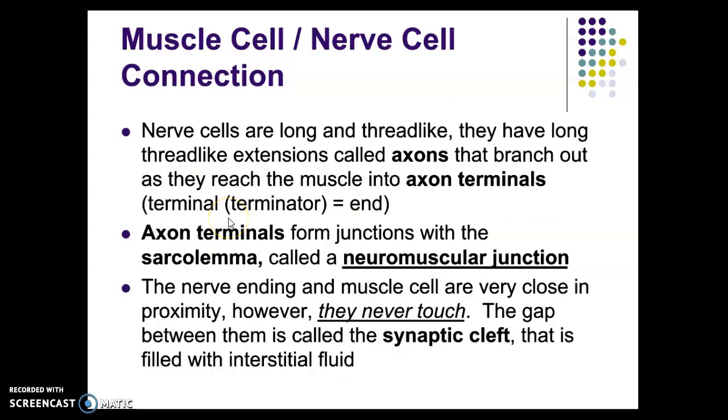So the axon terminals are going to form junctions, or they're going to meet up with the sarcolemma of a skeletal muscle cell, and they're going to make a neuromuscular junction. I know I talked about this in class at some point, but nerve cells get really close to other cells, but they do not touch. They leave a space, and that space between a nerve cell and whatever other cell they're interfacing with is called the synaptic cleft, or the synapse.